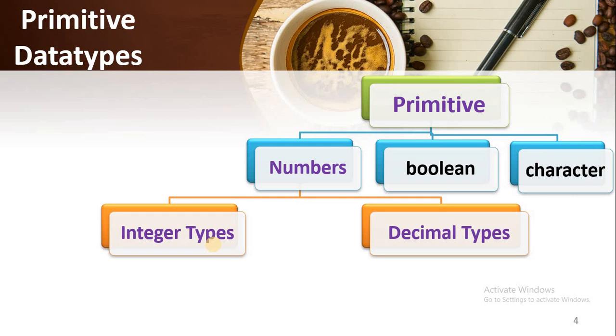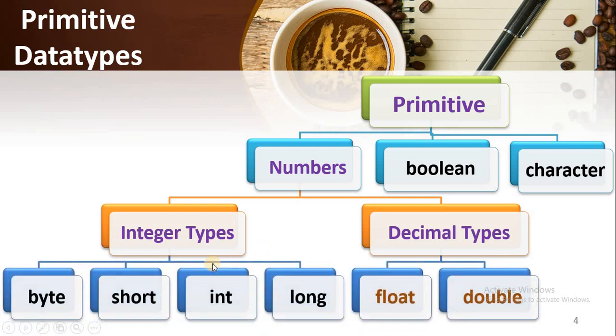Depending on this property, numbers can be of 2 types, integer types and decimal types. We will discuss the decimal types later. Focus here on integer types. In the integer types, again we have 4 categories in Java. Those are byte data type, short data type, int data type and long data type. These are the actual data types which we use in our programs to store integer values. We are focusing on these 4 data types: byte, short, int, long.